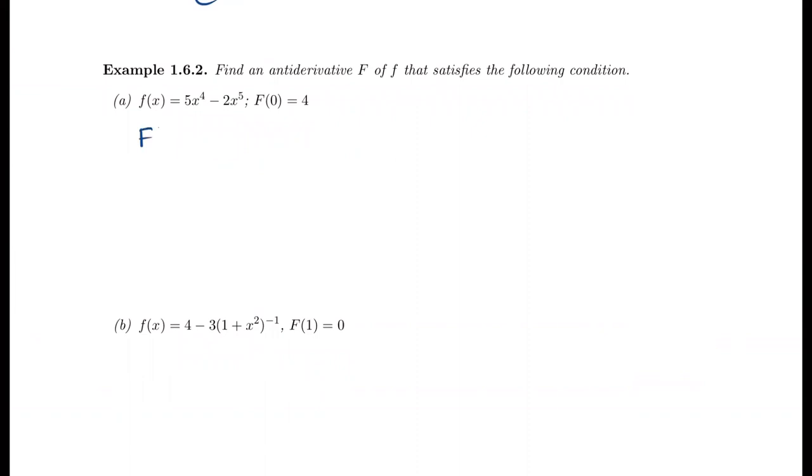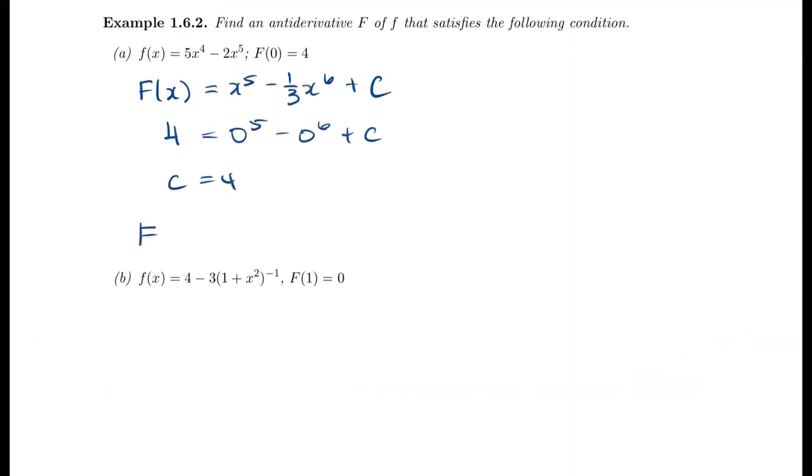Well, if we take the antiderivative of this, and using the table that was on the previous page, we see that f of x here is x to the power 5 for the first term, and minus 1 over 3 x to the power 6 from the previous page as well. And we'll also have a plus c out here, which is a constant. So now we're given that f of 0 is equal to 4. So when we substitute, we would have that 4 is equal to 0 to the power 5 minus 0 to the power 6 plus c. So that means c is equal to 4, right? And so when we put it back in, our exact antiderivative is x to the power 5 minus 1 over 3 x to the power 6 plus 4. And that's the exact expression.